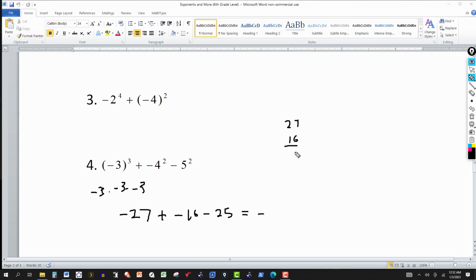So this is 7 and 6 is 13. Carry the 1, that's 3 and 1, it's 4. And 25, 3 and 5 is 8. 4 and 2 is 6. So the answer is minus 68. Again, we're adding three numbers. They're all negative. We just bring down the sign. Add the 27, the 16, and the 25.